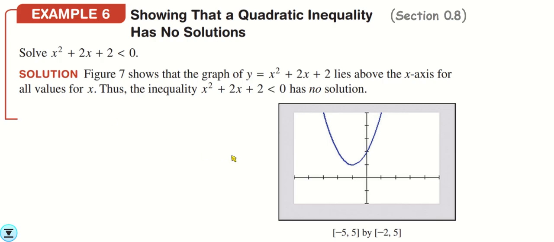And then this very last example is one of these wild card things where it turns out that there are no values of x that make this true, and the graph shows it. If the parabola is never less than 0 or below the x-axis, then there is no solution.